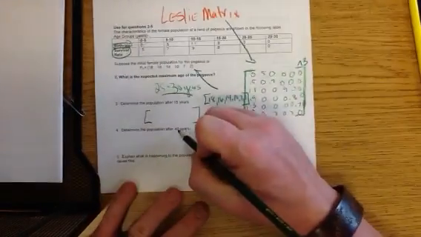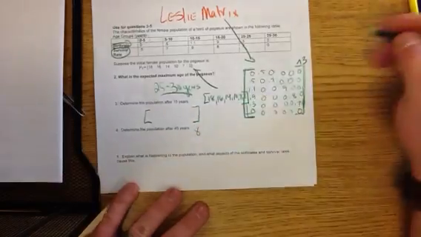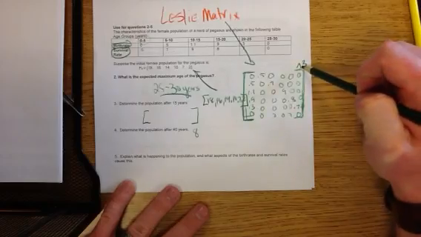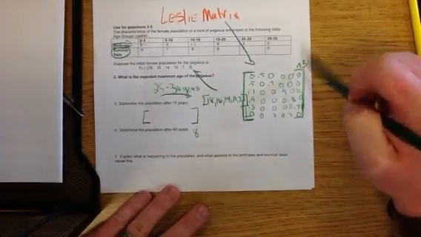Okay? 40 years is going to be 8 transitions, so you simply do the original population times the Leslie matrix, but this time you'll raise it to the 8th power.